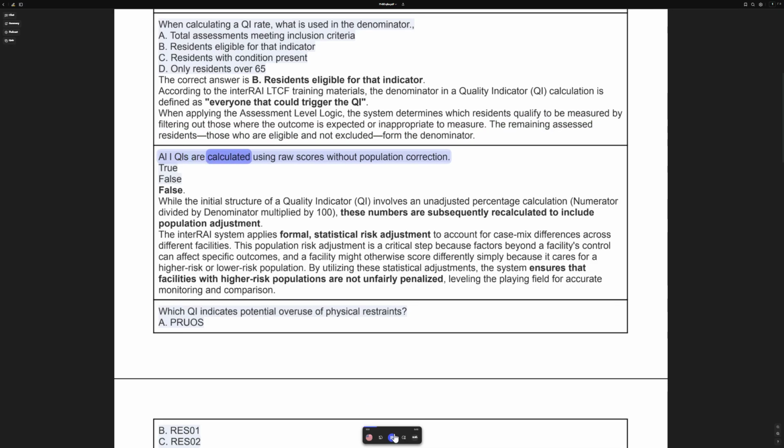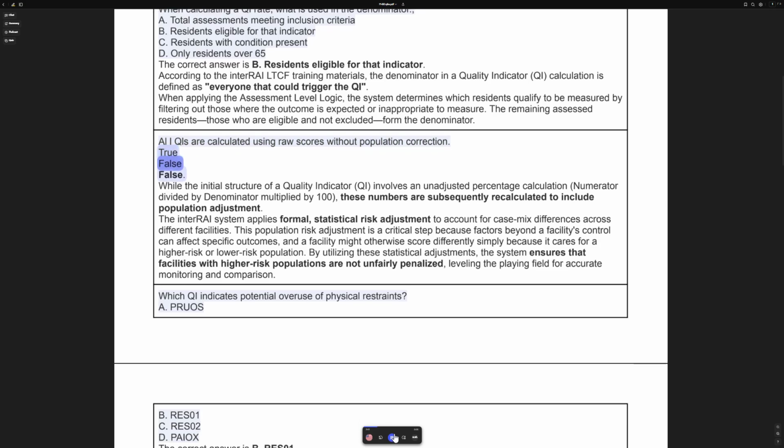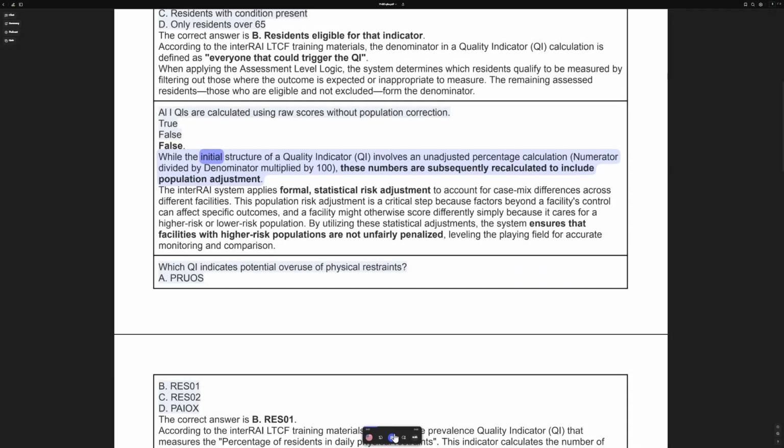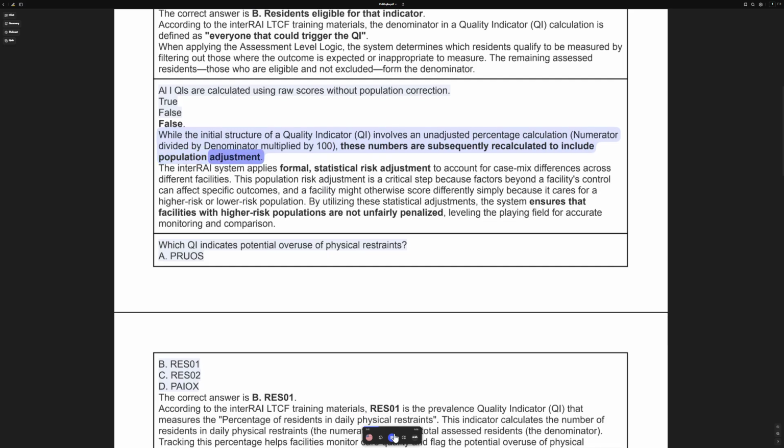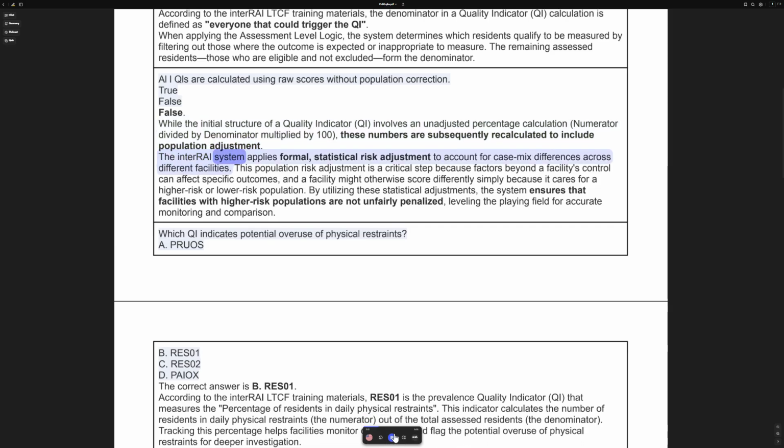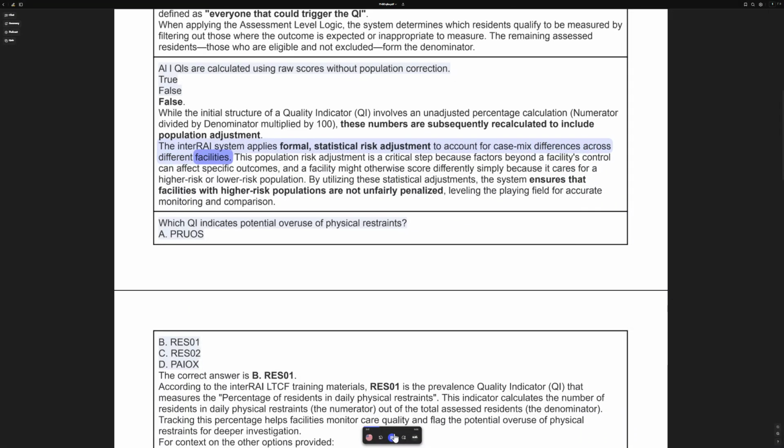QIs are calculated using raw scores without population correction. True or false? False. While the initial structure of a quality indicator, QI, involves an unadjusted percentage calculation, numerator divided by denominator multiplied by 100, these numbers are subsequently recalculated to include population adjustment. The RAI system applies formal statistical risk adjustment to account for case mix differences across different facilities.